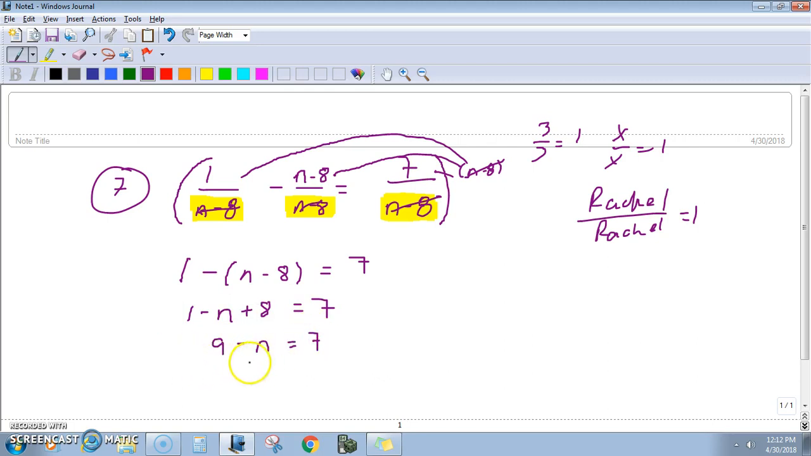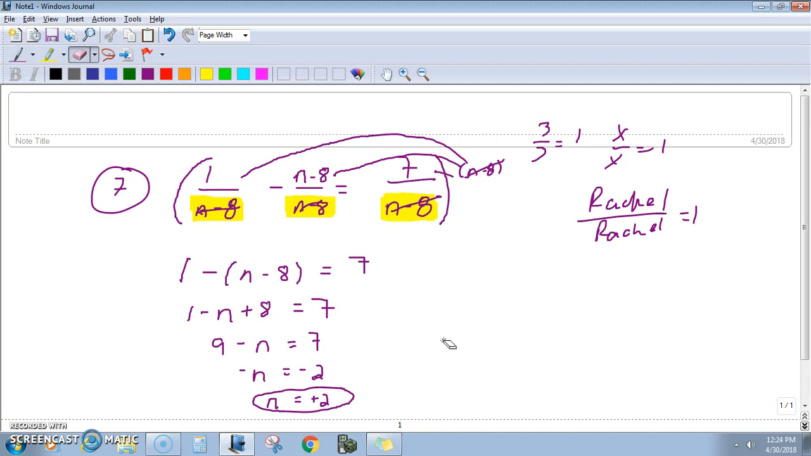Now if I subtract 9 from each side, I get negative n equals negative 2, and that means positive n equals positive 2. I can divide both sides by negative 1. Okay, so I have solved this for n is equal to 2, so is that correct? What happens if I make n 2 in the original equation? Let's go back and check our work.